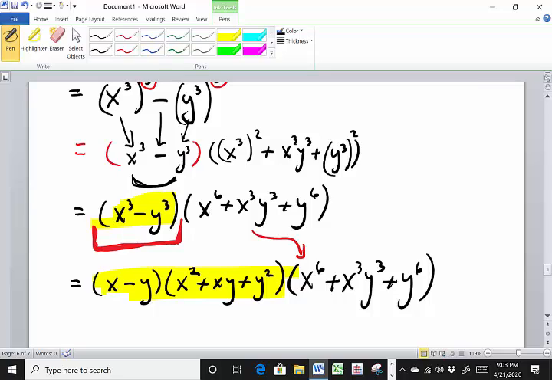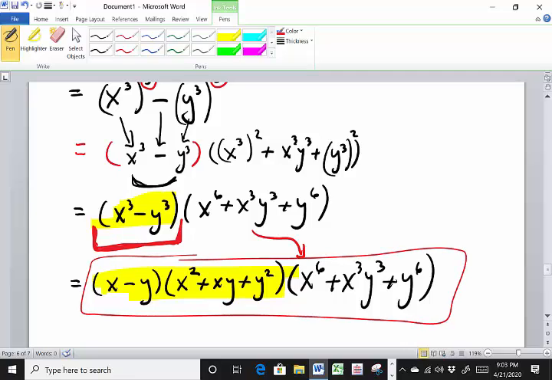And that would be our final result. Okay? Alright, so that's the last problem there. Practice, practice, practice. So we have learned in this section how to factor the difference of two squares.